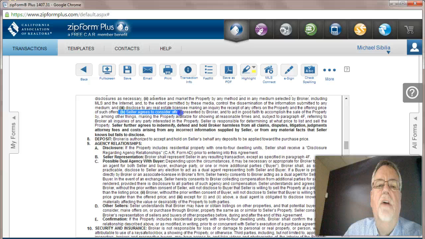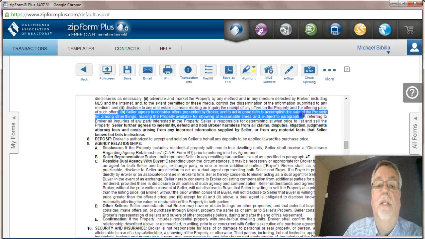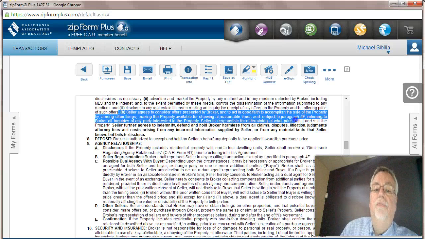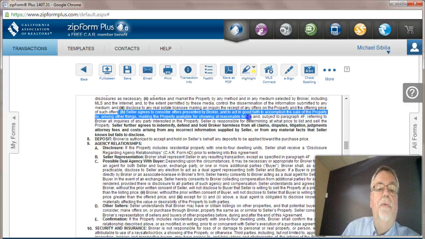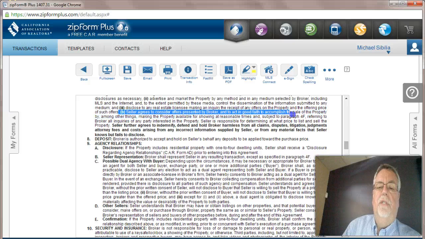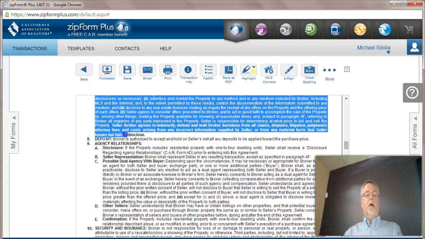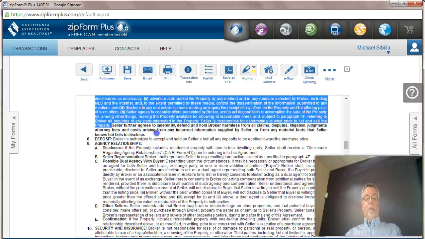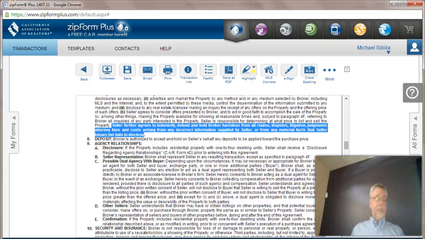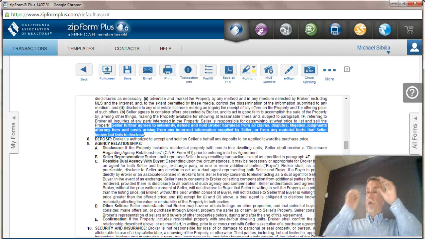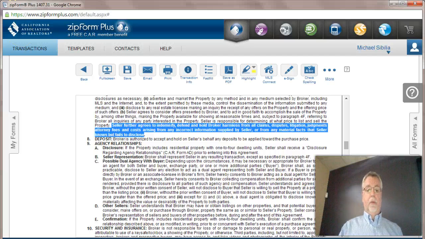Seller agrees to consider offers presented by broker and act in good faith to accomplish the sale of the property. Yeah, that's what it says. Act in good faith to accomplish the sale of the property, by, among other things, making the property available for showing at a reasonable time, subject to paragraph 4F. And then the hold harmless clause, which is this last paragraph, basically says if the seller lies or fails to disclose, and we pass that on, they're responsible for a lawsuit against us.